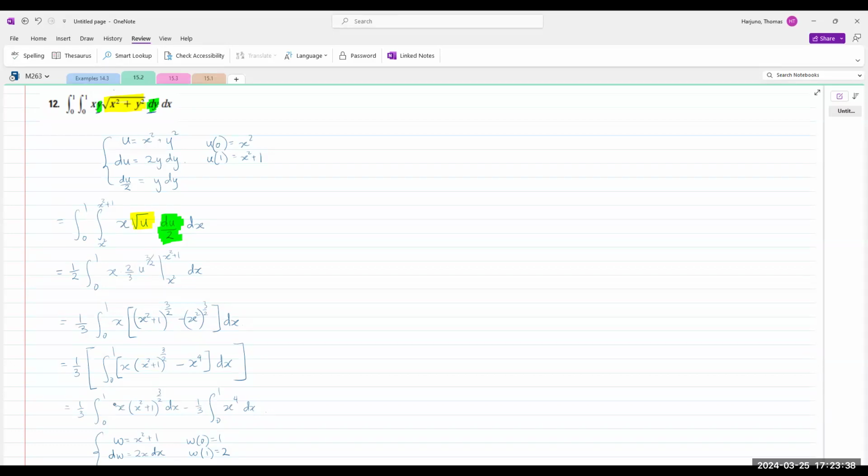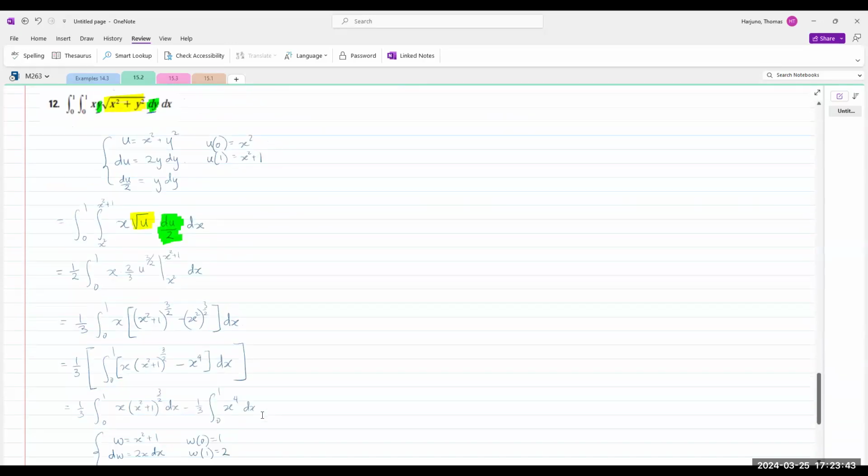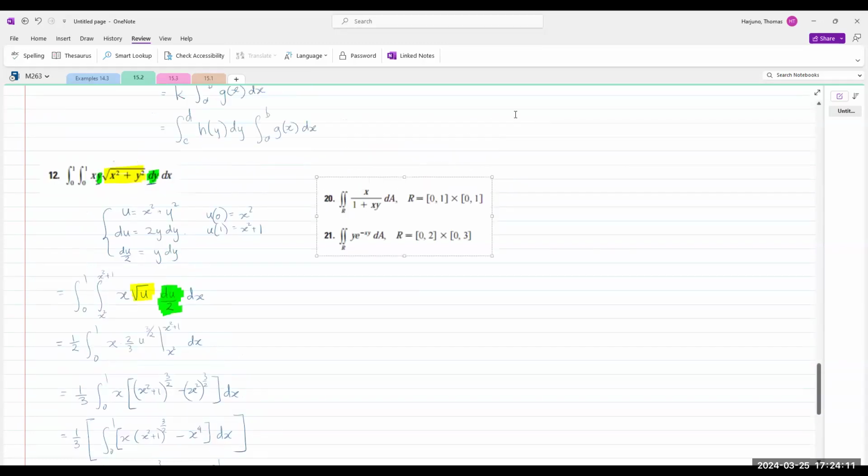So this is an example where the integrand is not separable, even though the domain is a rectangle. Now let's see one more problem. Maybe this one here, number 20 or number 21. I tend to say number 20 because that's an even number, right? For odd numbers, you have the solution at the back, right?